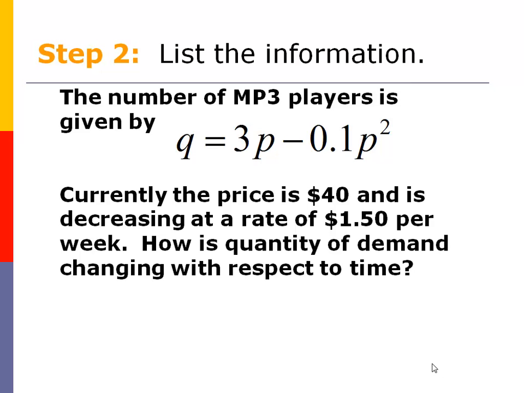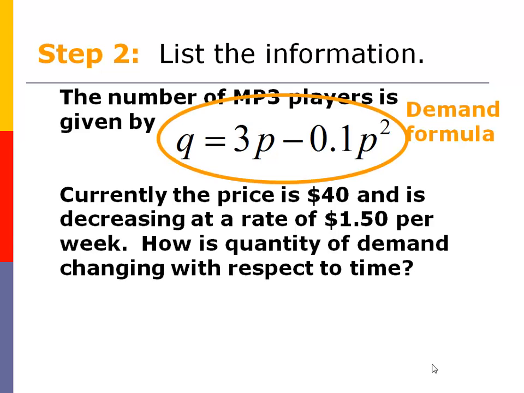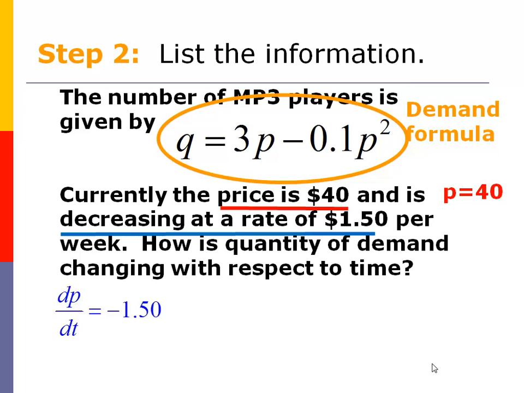Okay, step number two is what information do we have from the problem? We want to make sure that we have that listed and understand what's going on there. In this particular problem, we were given the formula for demand. We're also given a little bit of information. We have price is currently at $40, so I've got P equals 40. That's a piece of information. We also have that price is decreasing at a rate of $1.50 per week.